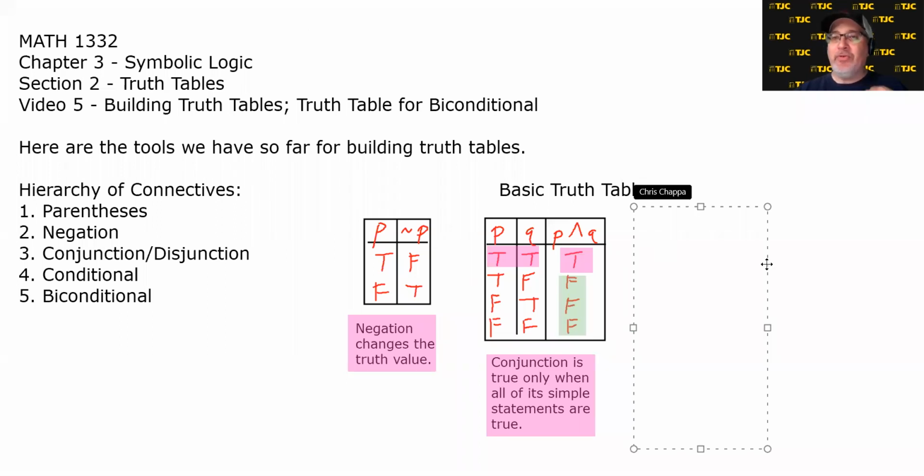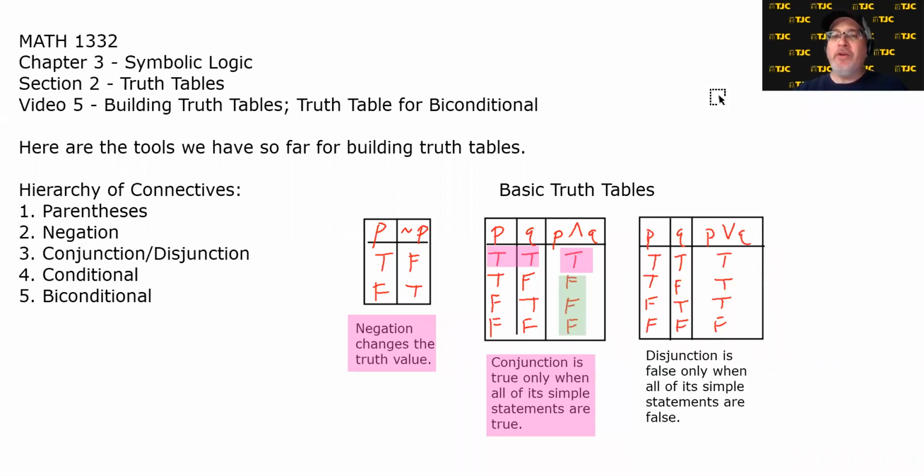The third basic truth table that we discovered was the one for disjunction, the one for the word "or." Again, you can memorize the truth table, but I would really understand the rule. The rule is that a disjunction is false only when all of its simple statements are false. So in your truth table, when both P and Q are false, that is the only time an or statement, a disjunction, is false. Otherwise, a disjunction is true.